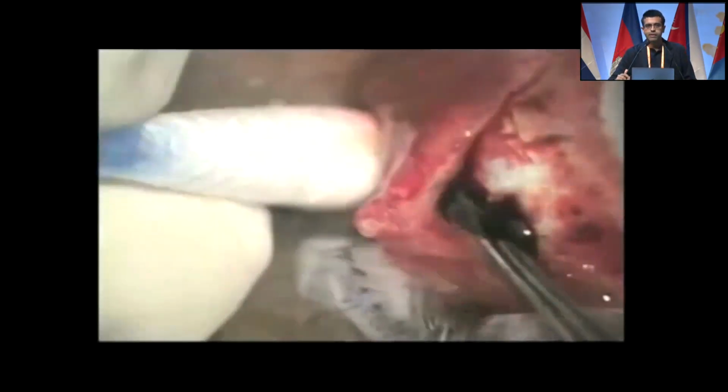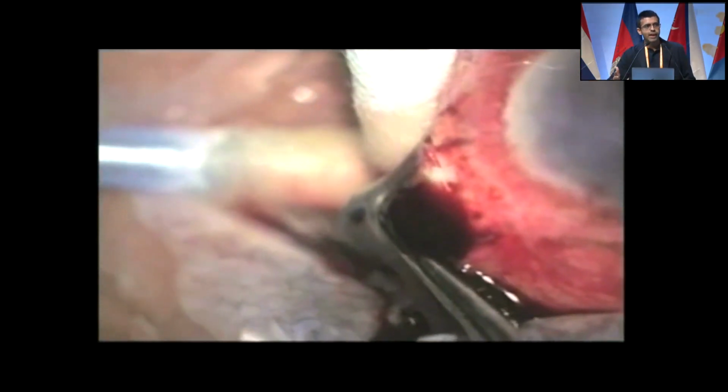Also, there's a high chance of having choroidals, and this is something which no ophthalmologist wants to see. So, to avoid such situations, we can use a pars plana cutter and a trocar cannula.